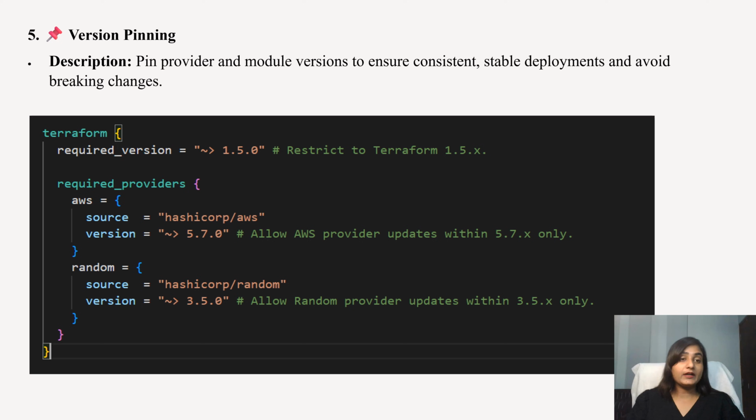Now, the fifth point is version pinning. When we talk about best practices, version pinning is also a most important point. So provider and module versions are pinned in our configuration to prevent breaking changes during upgrades. For instance, locking a specific version for an AWS provider ensures predictable behavior across deployments.